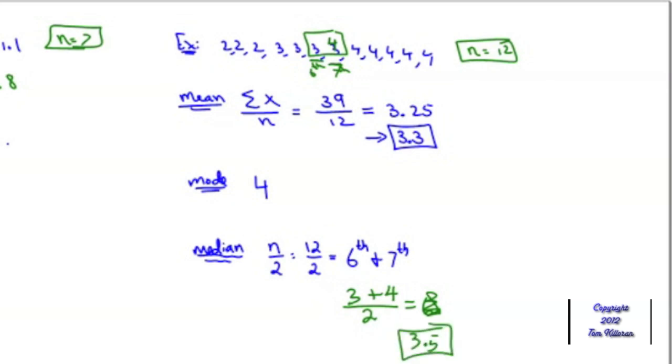So your median is 3.5, your mode is 4, and your mean is 3.3. Relatively close, but not exactly the same. Oh well, life goes on.